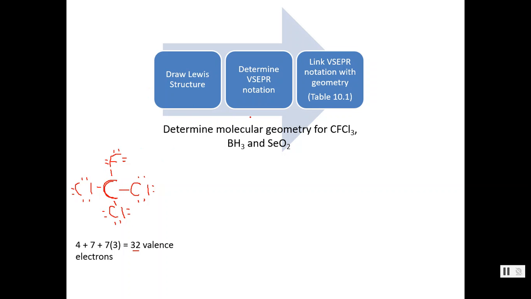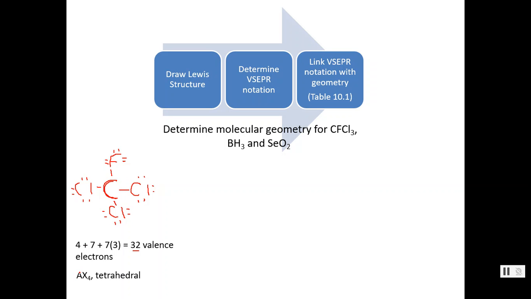Now I can go on to determine the VSEPR notation using that AXE format. A being the central atom, in this case carbon. X denoting the number of bonded atoms attached to the central atom. At this point, it doesn't matter that these atoms are different. I just need to know how many are attached to the central atom. I've got 1, 2, 3, 4 bonded atoms. I have no lone pairs of electrons on my central atom. I only care about lone pairs on the central atom for VSEPR notation.